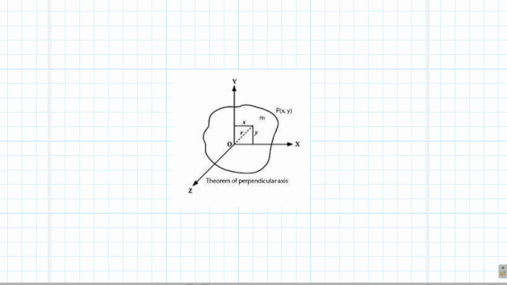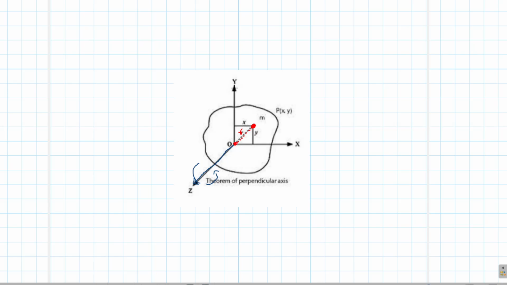Now let us try to prove the theorem of perpendicular axis. So consider a planar lamina like this. So z axis is coming out from this plane. Now we are rotating this body about this z axis like this. It is rotating like this. Now to find the moment of inertia of the total body, we need to consider individual particles. So let us consider this one particle here. It is at a distance of r from the z axis.